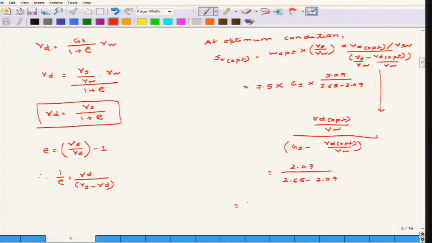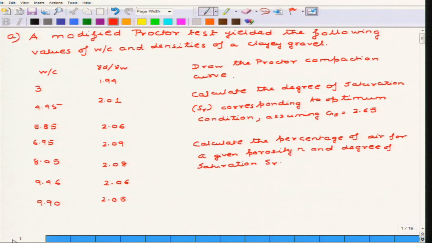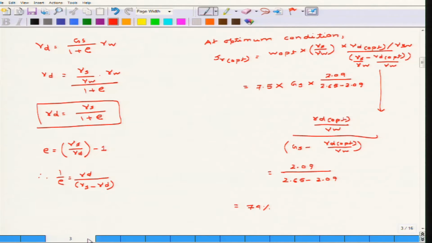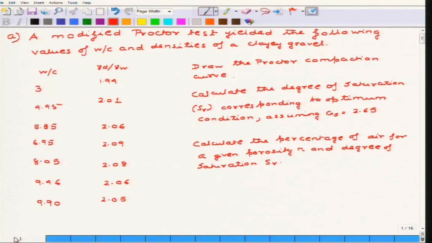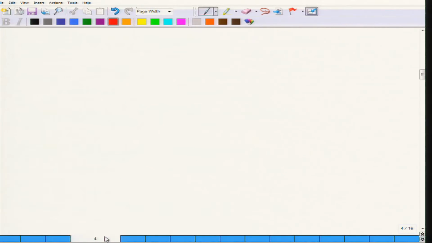Now the SR optimum comes out to be 74% in this case. So the degree of saturation corresponding to optimum condition comes out to be 74%. Now moving to the third question. The third question states that calculate the percentage of air for a given porosity N and degree of saturation SR. Now how are you going to solve this?